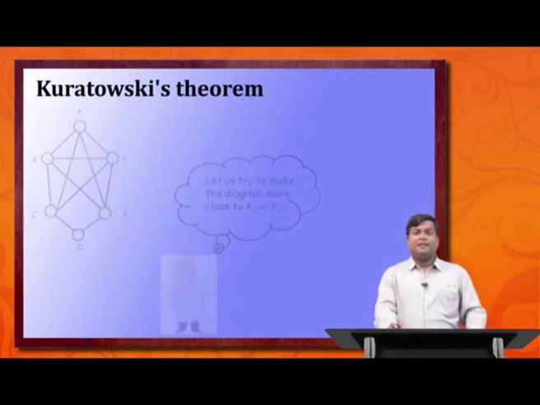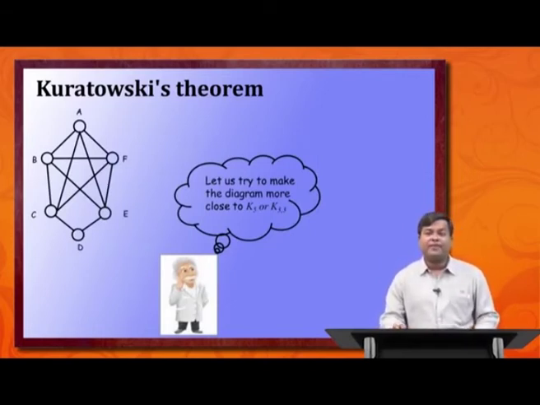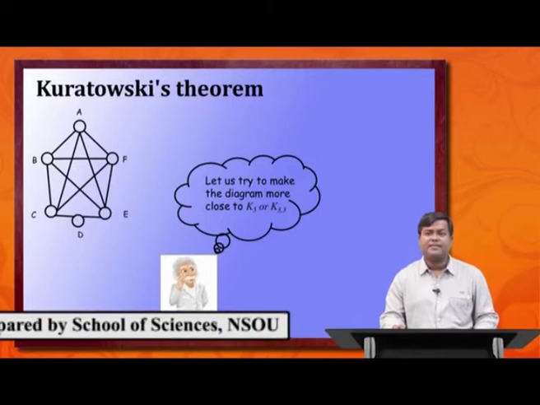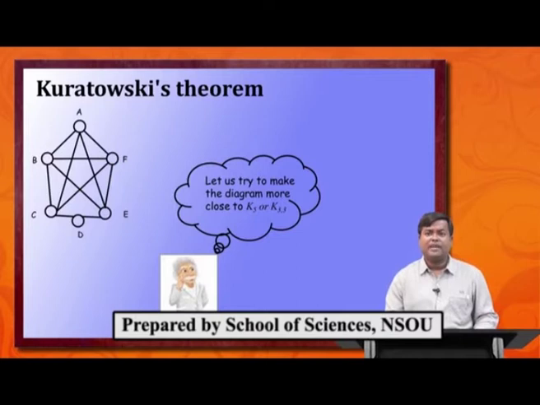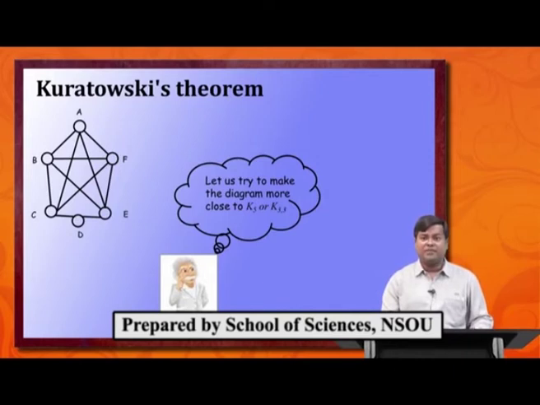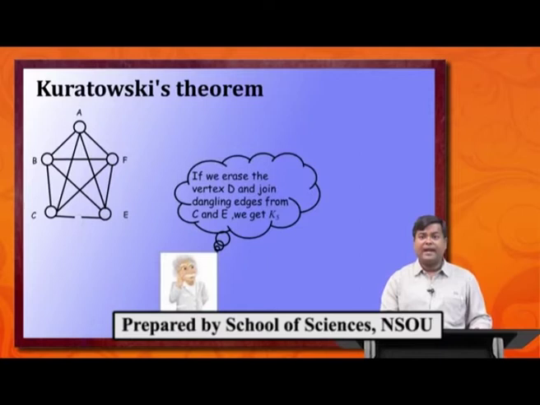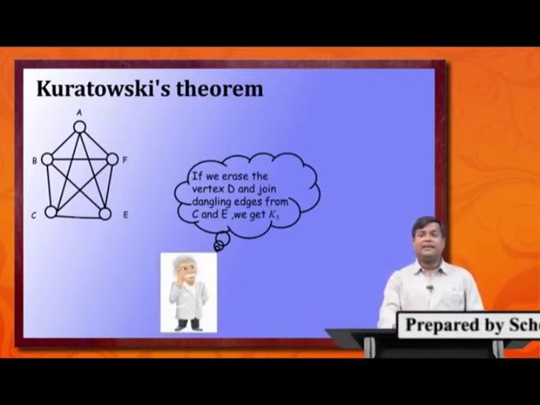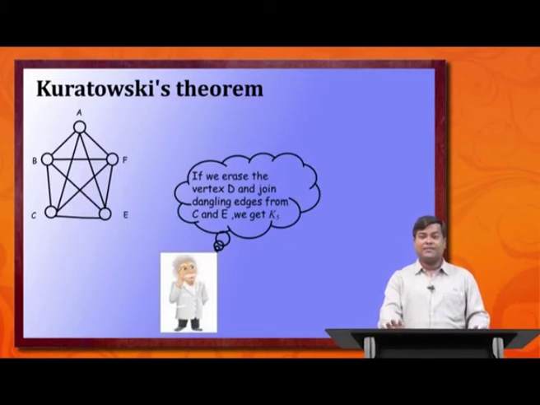Let's try for that. Let us try to make the diagram more close to K5 or K3,3. If I push this particular vertex D in the upward direction, then I see this graph. So it looks similar to K5, but the only challenge is we have one more extra point D. It's still not a supergraph of K5, but it has a similar orientation to K5, and it has an extra vertex on the line CE. CE is not an edge in this graph, but CD and DE are edges. So if we erase the vertex D and join the dangling edges from C and E, we get K5. So we can get the K5 this way.